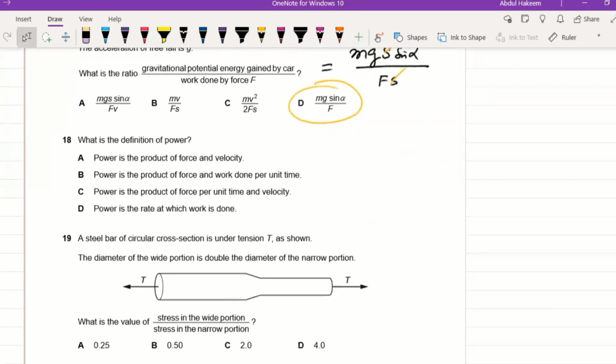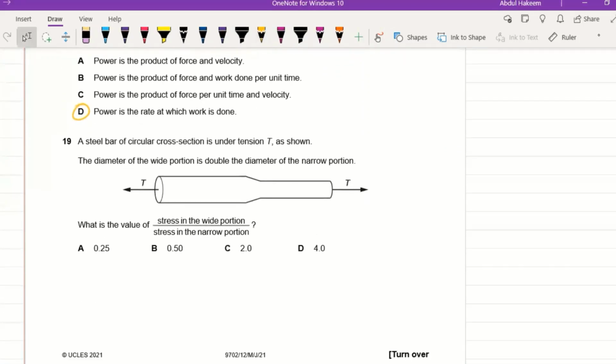Question 18. What is the definition of power? The definition is work done per unit time, the rate of doing work. So the answer is D. Next, a steel bar of circular cross-sectional area is under tension T as shown. The diameter of the wide portion is double the diameter of the narrow portion. What is the value of the stress ratio?